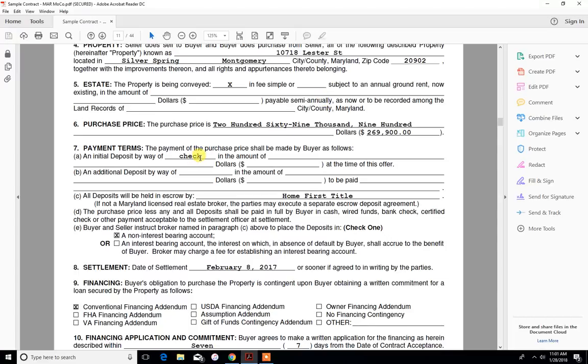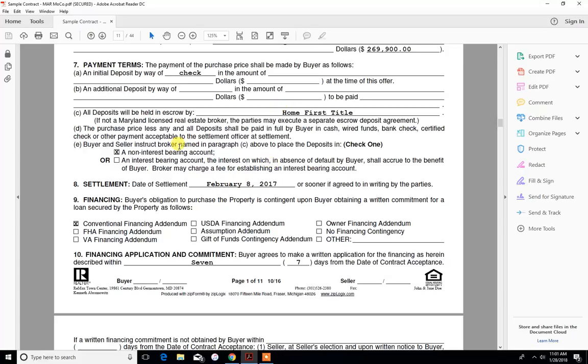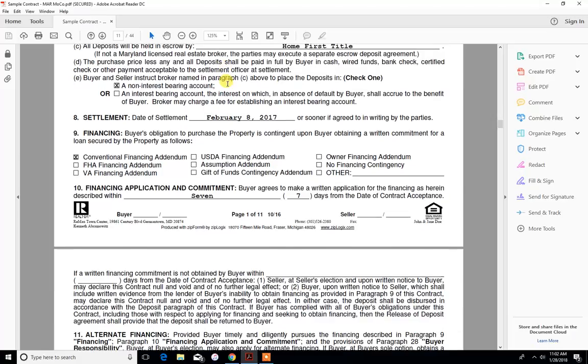Here's the earnest money check, and I didn't fill this in, so let's just use an example. Let's say $2,000. This talks about the earnest money check of $2,000. We're going to have Home First Title hold the earnest money. It's going to go into a non-interest bearing account. We always do that. Why? Because it costs more money to open an interest bearing account and maintain it than the interest you would ever make on this money for the short time it's going to sit there.